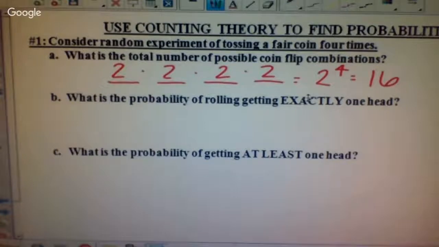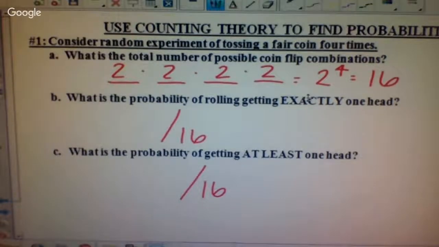So that means every time I do a probability, it's out of 16. Just like every time you roll a die, it's out of 6, and every time you flip a coin, it's out of 2. Every one of these is out of 16. Now, the scenarios they give you is what goes in the numerator.